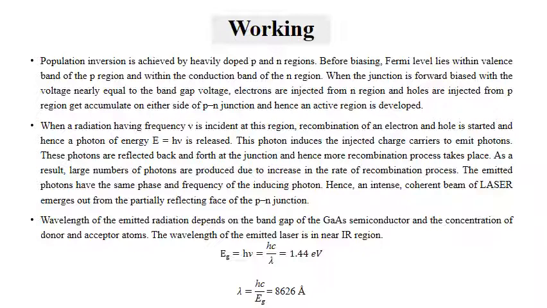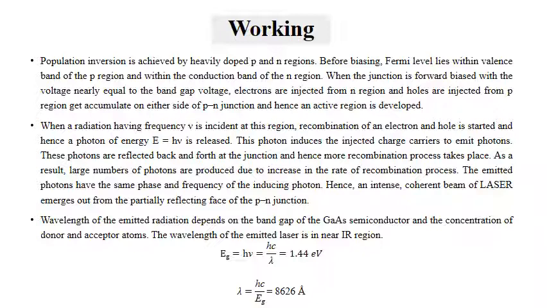The emitted photons have the same phase and frequency of the inducing photon. Hence, an intense coherent beam of laser emerges out from the partially reflecting face of the p-n junction. Wavelength of the emitted radiation depends on the band gap of gallium arsenide semiconductor and the concentration of donor and acceptor atoms. The wavelength of the emitted laser is in the near infrared region.